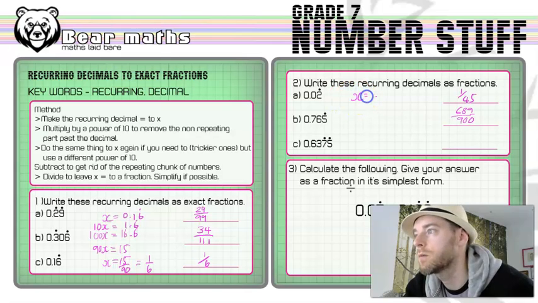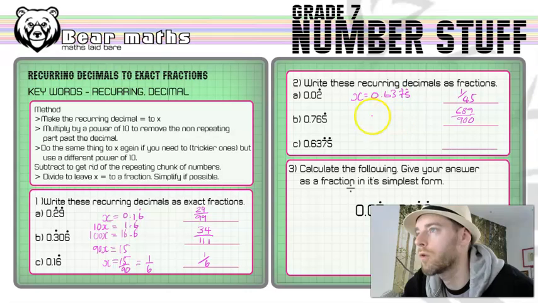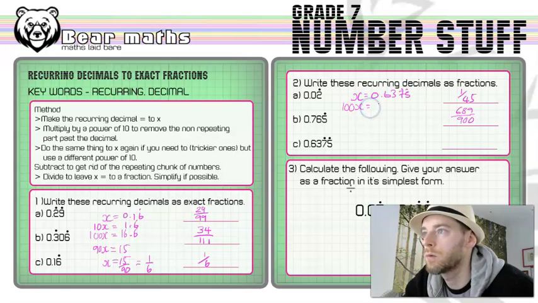You've got x equals 0.63 and then 75. Okay, so those two numbers, so it's going to be 75, 75, 75 forever. Going to multiply by 100. X, that equals 63.75. And that's the recurring numbers there.